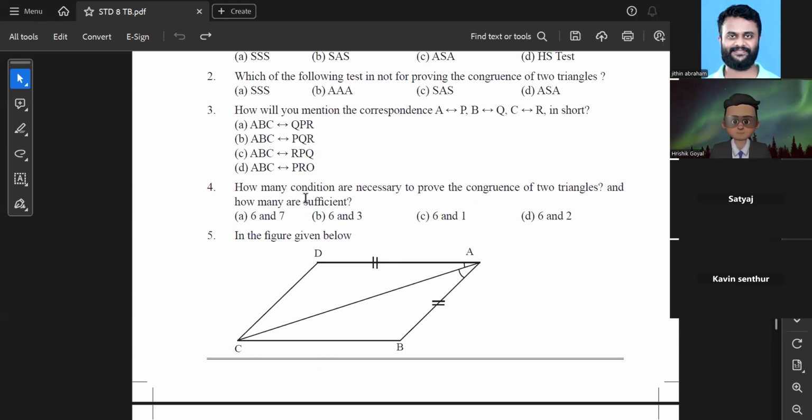How many conditions are necessary to prove the congruence of two triangles and how many are sufficient? What do you think? What is the answer? 6 and?